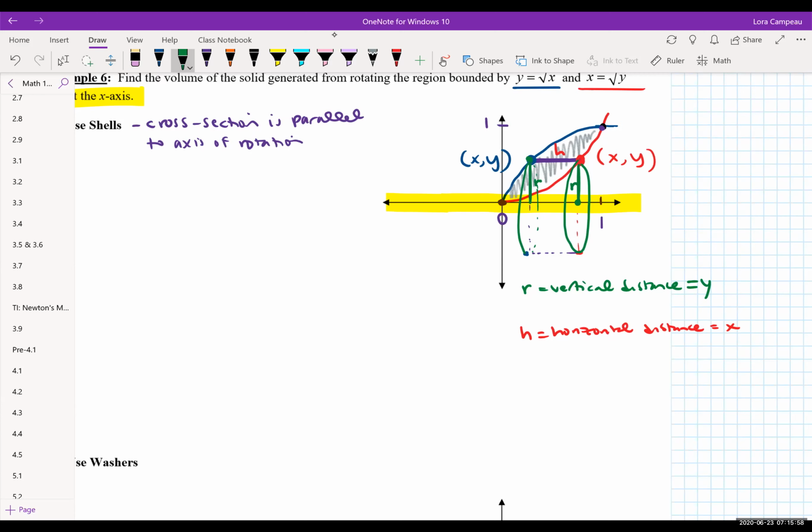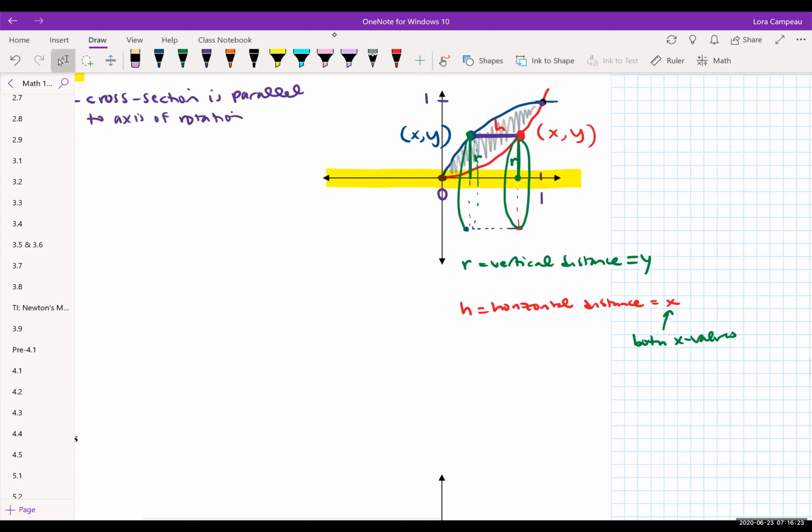But the height relates to the x values, but we have to be careful because it's kind of situated away from the y-axis as well. So remember, we're just looking for that distance. And so it's not just x, it's both x values that we have to deal with. In fact, if we're talking about a distance, we're trying to say, what's the difference of those two x values?